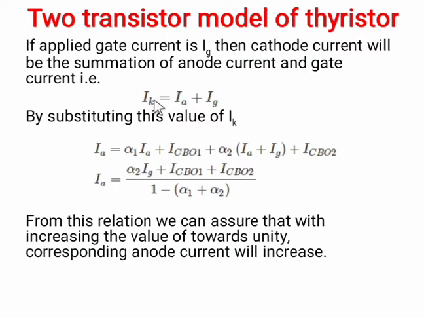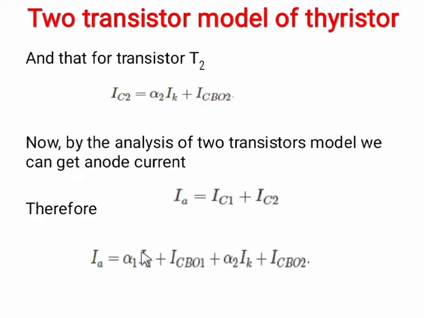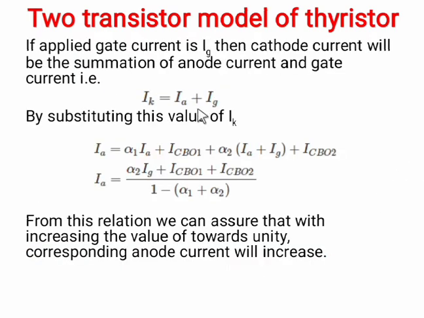So IK consists of IA plus IG. In this equation, if we substitute the value of IK equal to IA plus IG, we get IA equal to alpha 1 IA plus ICBO1 plus alpha 2 (IA plus IG) plus ICBO2. So IA equals (alpha 2 IG plus ICBO1 plus ICBO2) divided by (1 minus (alpha 1 plus alpha 2)).